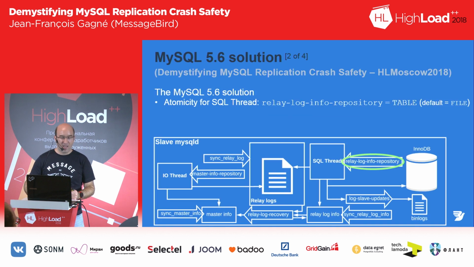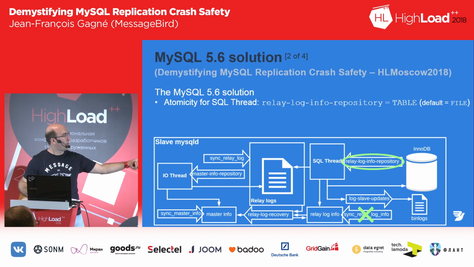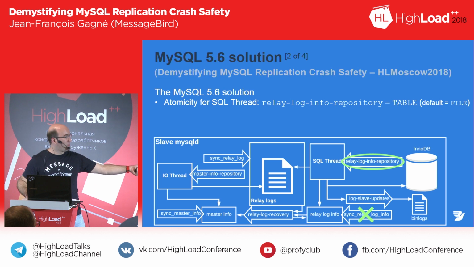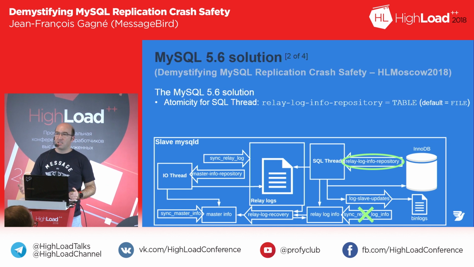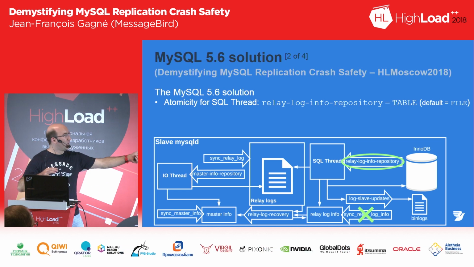So 5.6 introduced a way to synchronize the SQL thread with the database. There's a new parameter called relay_log_info_repository, which can be configured to TABLE. If we configure this to table, it means that the relay log info will be in InnoDB, not in a file anymore. So when the SQL thread commits a transaction, it will also at the same time, in the database, so in an atomic way, store its data in InnoDB. So at this point, we can trust the position of the SQL thread.